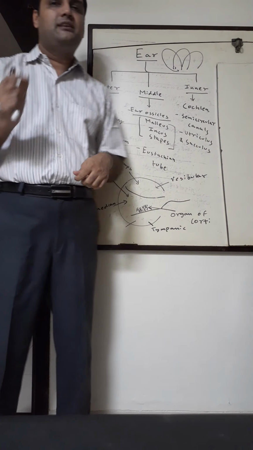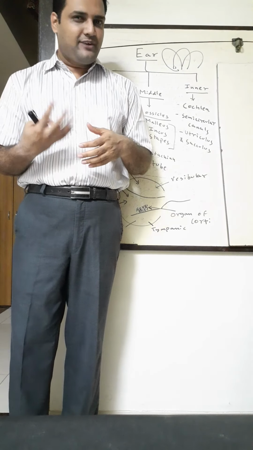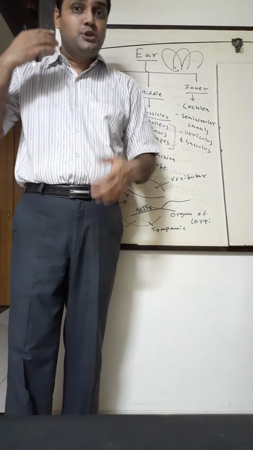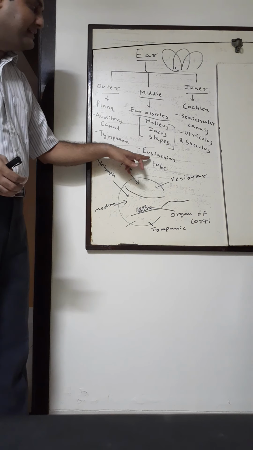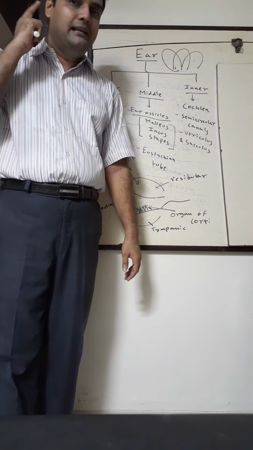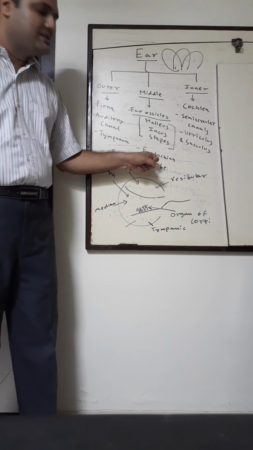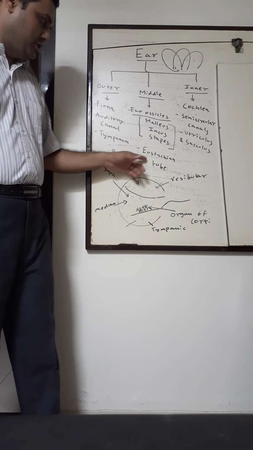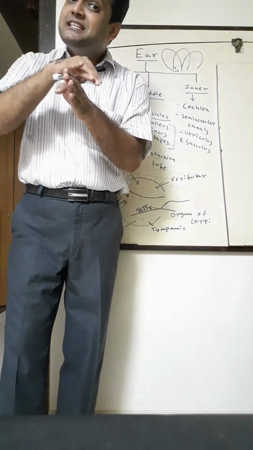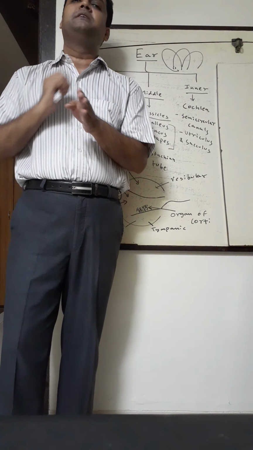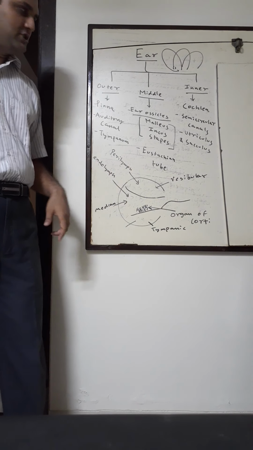What is the function of these three ear ossicles? Malleus vibrates, incus vibrates more, stapes vibrates even more. So they amplify the vibrations, they increase the vibrations. Then there is a tube which connects the middle ear to the throat. That is the eustachian tube. Eustachian is the name of a scientist. The eustachian tube connects the middle ear to the throat. It balances air pressure on both sides of the eardrum. The pressure should be balanced. So that is the function of the eustachian tube.